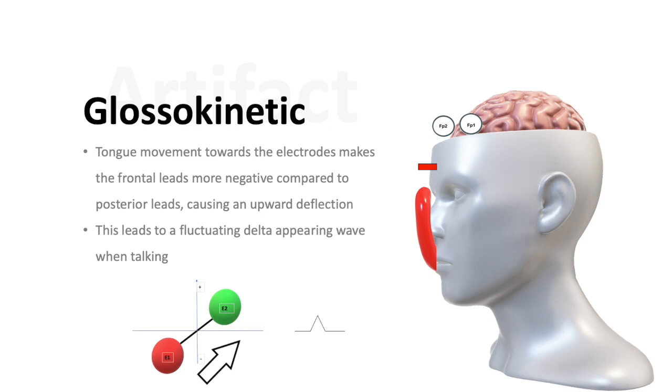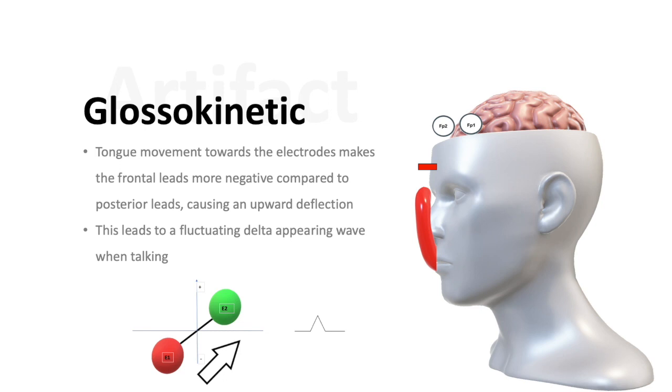Tongue movement towards the electrodes makes the frontal leads more negative compared to the posterior leads. This causes an upward deflection. Recall the previous convention we discussed, where if the front electrode or the first electrode is more negative than the second, that will cause an upward deflection. However, remember that's called a negative deflection, and you can remember that because the first electrode is more negative. You name it based on the first electrode, and it goes in the direction of the second.